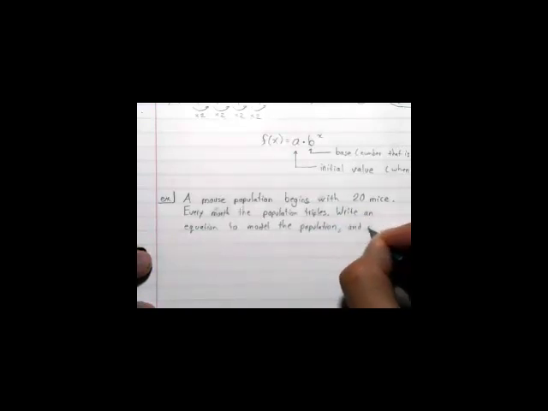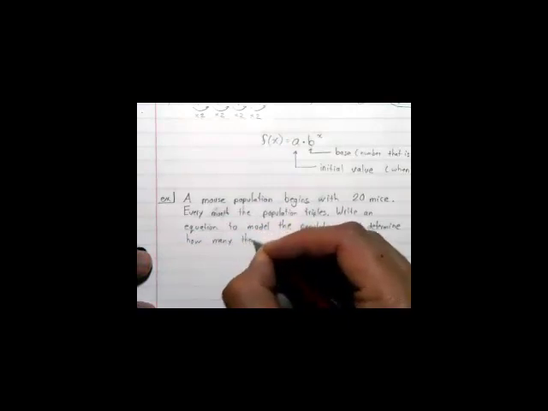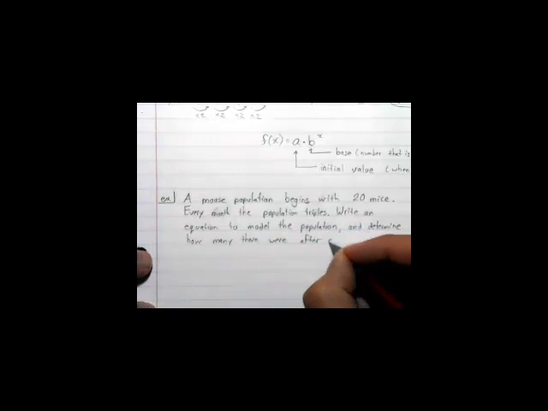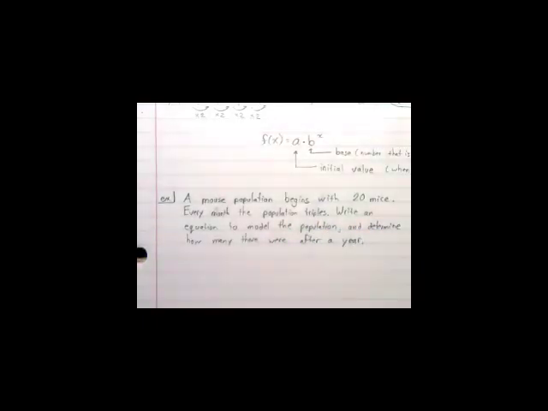And determine how many mice there were after a year. Okay, so this is somewhat realistic. I don't know, tripling every month, it's maybe a little high still, but a little better than every day.